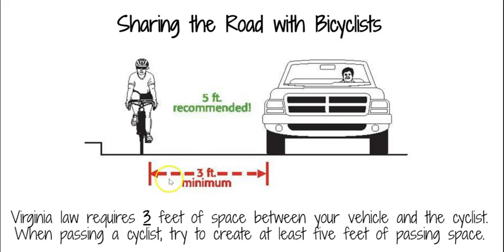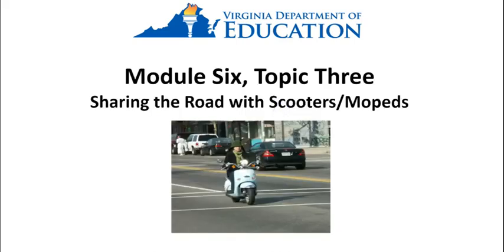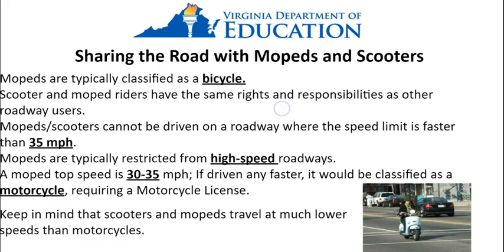The law says you must give the bicyclist a minimum of 3 feet. It is recommended that 5 feet of cushion is given between you and the cyclist. Riding a bicycle in the wrong direction, meaning going towards traffic, is against the law, and it is the leading cause of crashes for bicyclists. Scooters and mopeds are considered bicycles because they do not go above 35 miles per hour. Mopeds are not allowed on high-speed roadways.